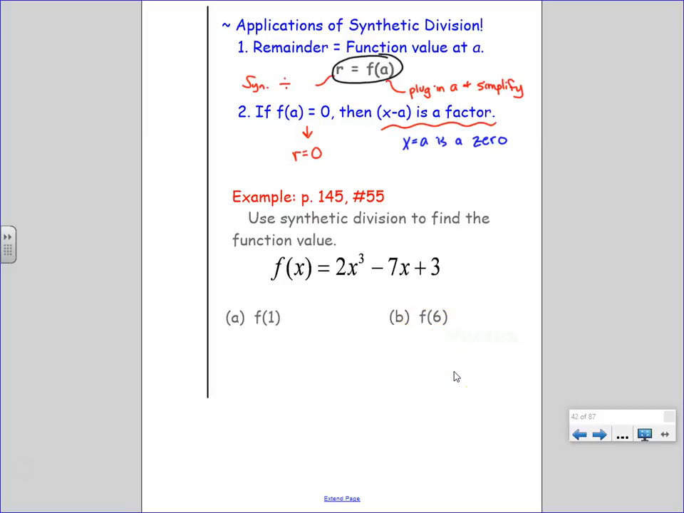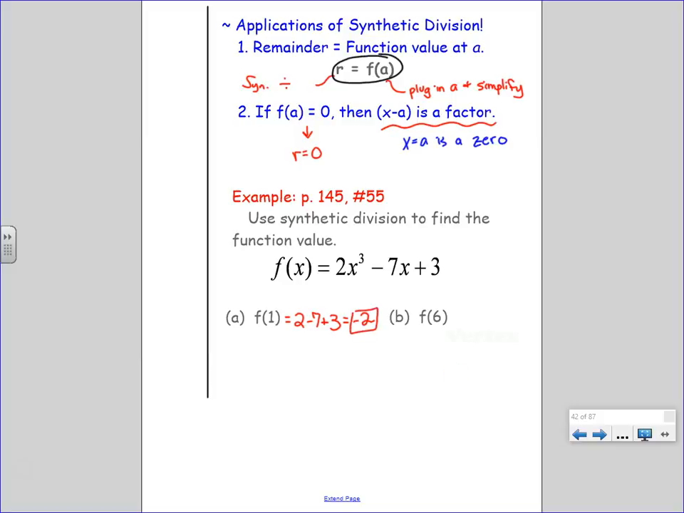Question: how hard is it to plug 1 into that function? Not really. Too bad, right? I could say f of 1 is equal to 2 times 1 is 2, minus 7 times 1 is 7, plus 3. We could plug in real fast and get what? 5 minus 7? Negative 2.